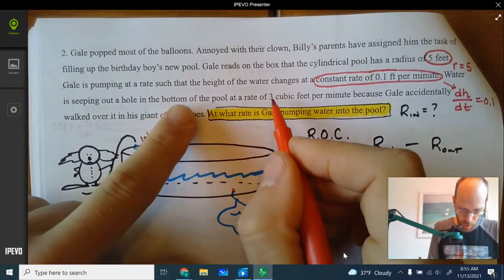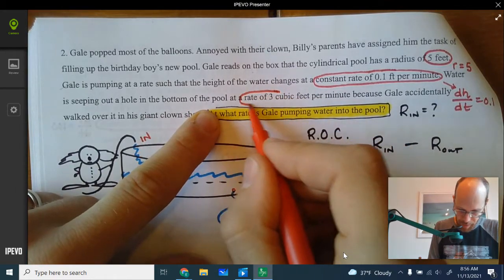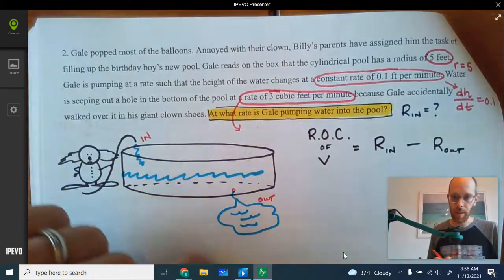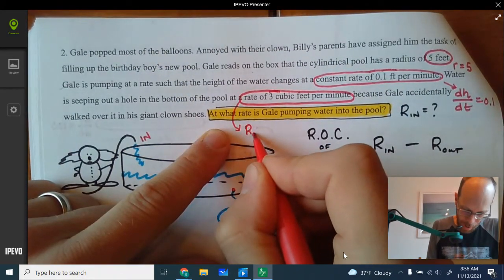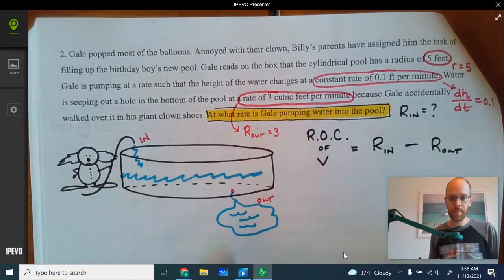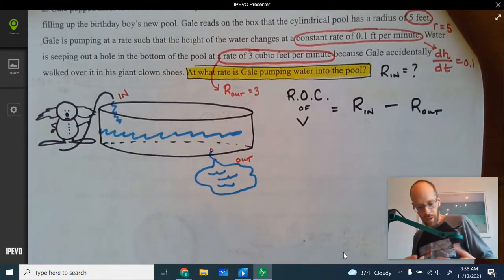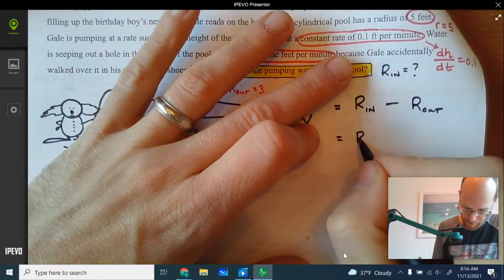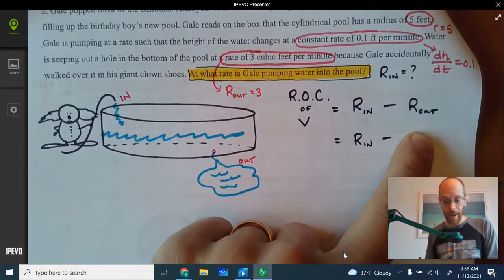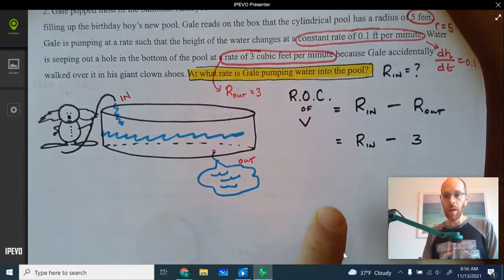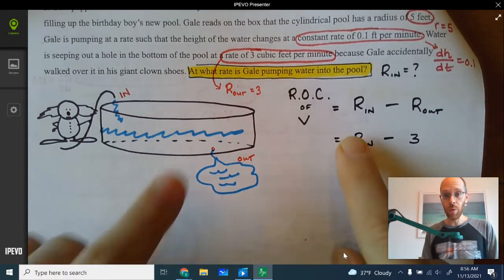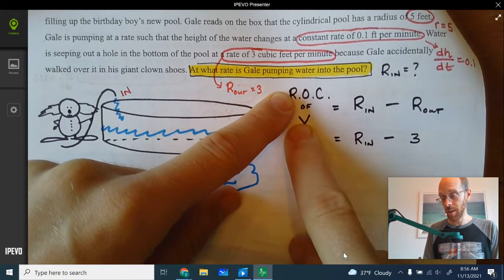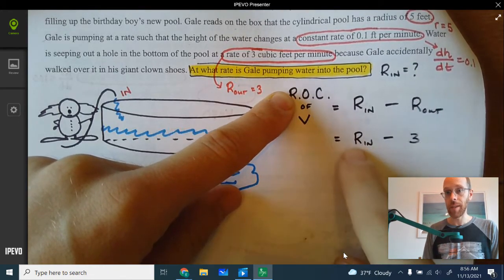Finally, it told us that water is seeping out at a rate of 3 cubic feet per minute. So this right here, I'll write it below because I don't have room, is the rate out, which is equal to 3. So in this problem, we are trying to find the rate in. We are familiar with the rate out. We know that that's 3. So if we want the rate in, what we're going to have to find is this. Picture how if we could plug a number in right here, then we could just add 3 to it, and we would get our answer.